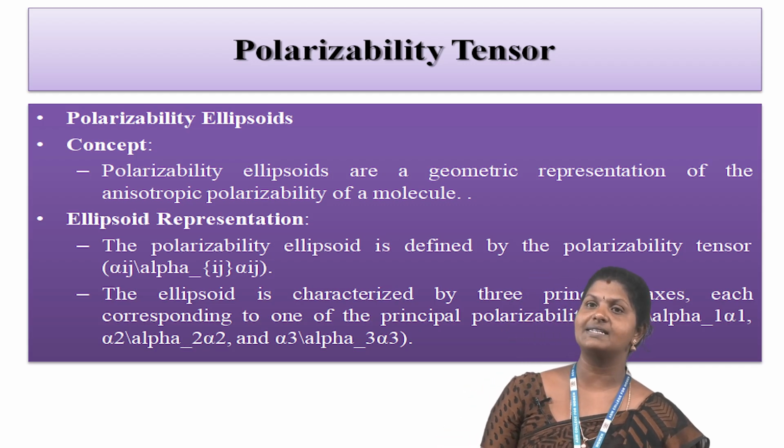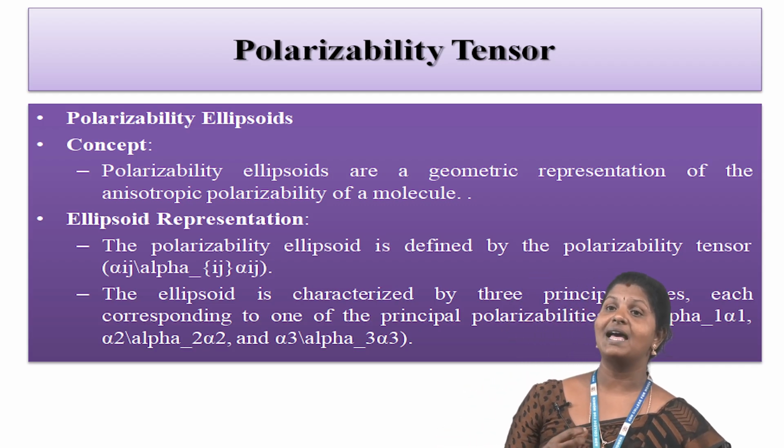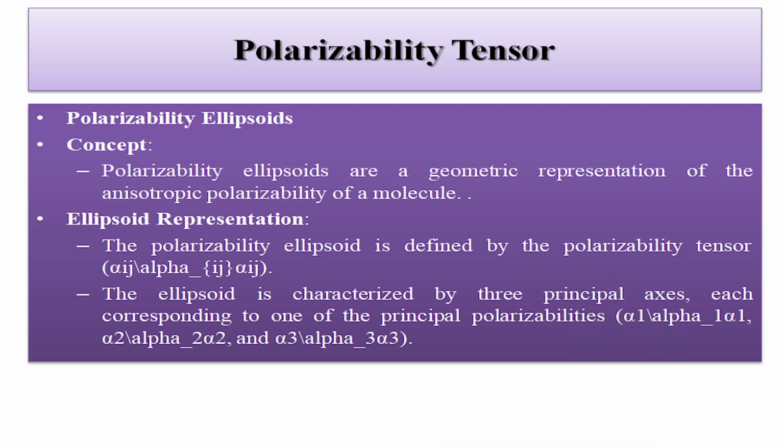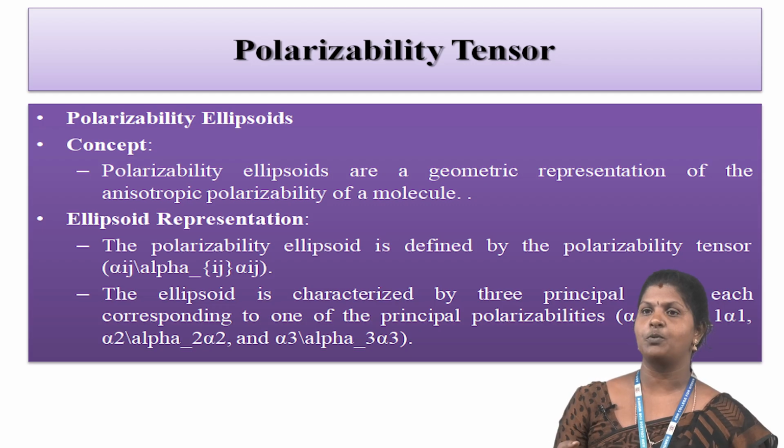This tensor can be diagonalized to find the principal axes and the corresponding polarizabilities. The ellipsoid is characterized by three principal axes, each corresponding to one of the principal polarizabilities. These axes represent the directions along which the polarizability of a molecule is maximum, intermediate and minimum.